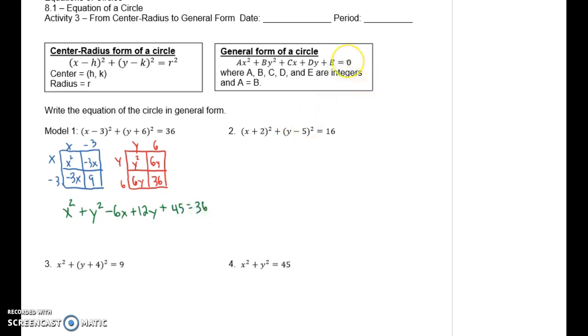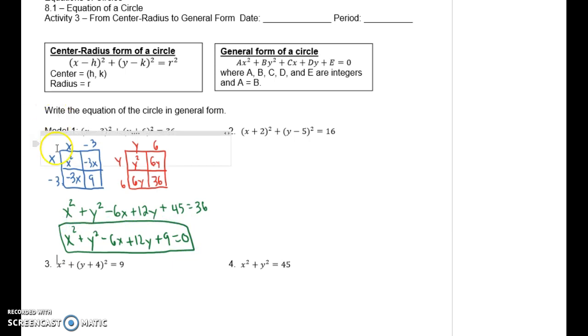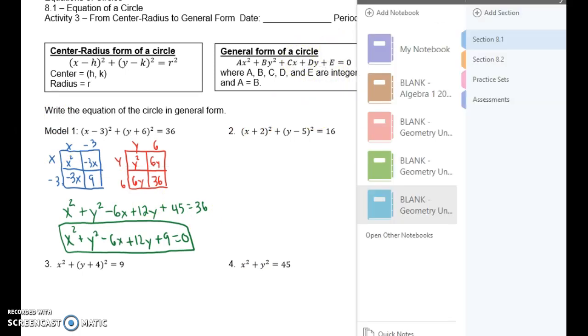And I don't quite have it in general form because I still have that number on the other side. So I'm going to bring that 36 over to the left side, giving me x squared plus y squared minus 6x plus 12y plus 9 equals 0. And now it's in general form for a circle. So what happens if we want to go from general form to center radius? That's going to be a little bit more challenging to do.